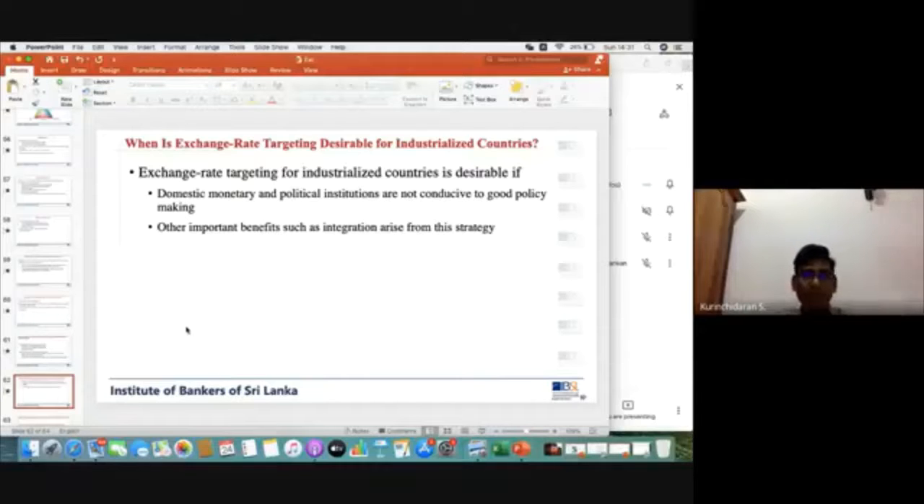It is also important for integration: because your rate is fixed, you can easily have economic transactions with the rest of the countries. So your integration is very easy and improved.